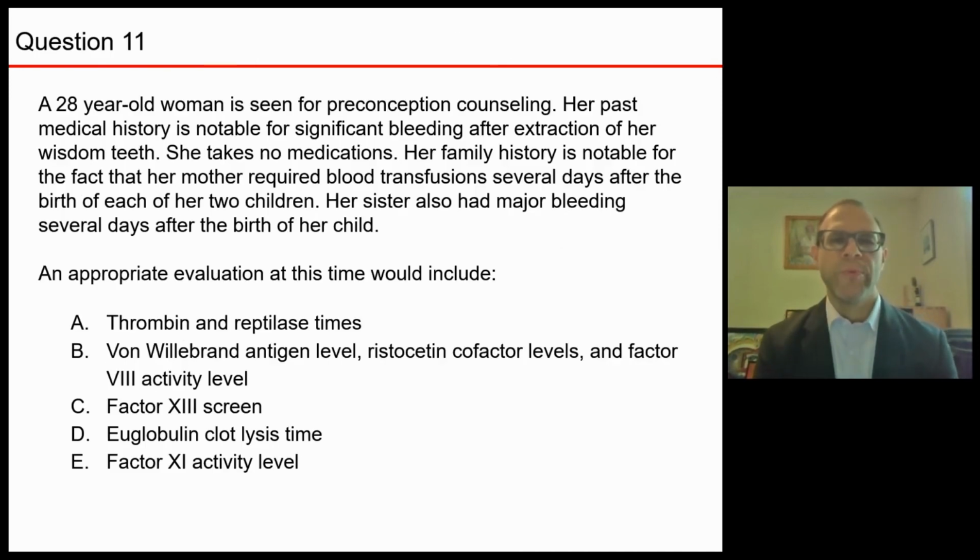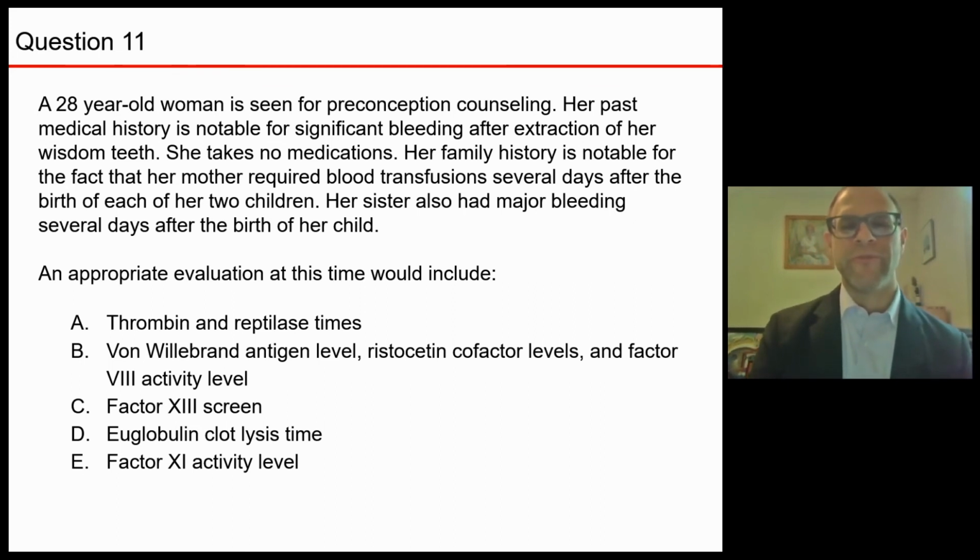Next question is a 28-year-old woman seen for preconception counseling. She had bleeding after wisdom teeth extraction in the past, but takes no medication now. Her family history is significant because her mother had a bleed after childbirth and needed to have a blood transfusion. Her sister also has had some bleeding problems. What's the next appropriate evaluation? A, thrombin time and reptilase time. B, von Willebrand panel. C is factor 13 screening, D, euglobulin clot lysis time, and E, factor 11 activity level.